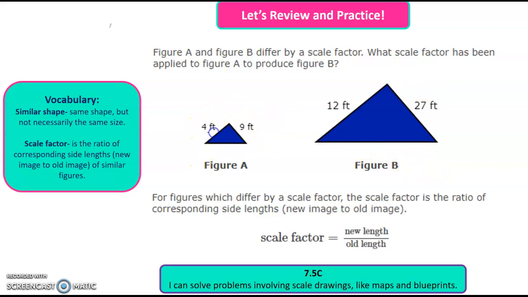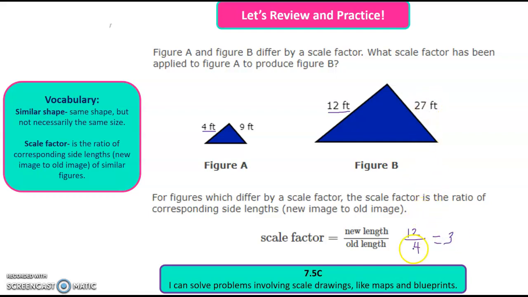And so for our scale factor, you are going to take a look at the corresponding sides. So we've got 4 to 12. So we're going to plug it into this: scale factor equals new length versus the old length. So the new length is 12 and the old length is 4. Fortunately, those go into each other very well, which is 3, right?